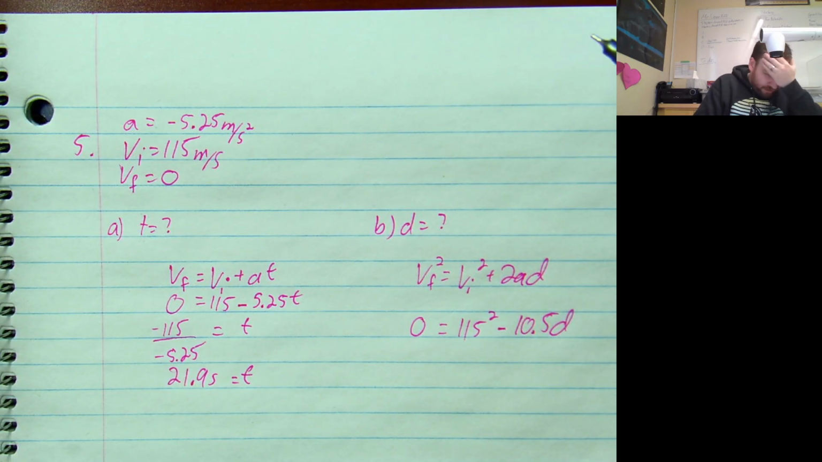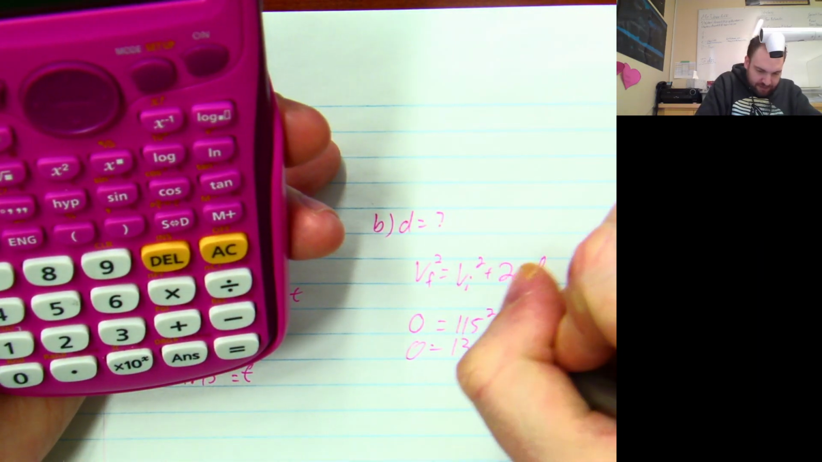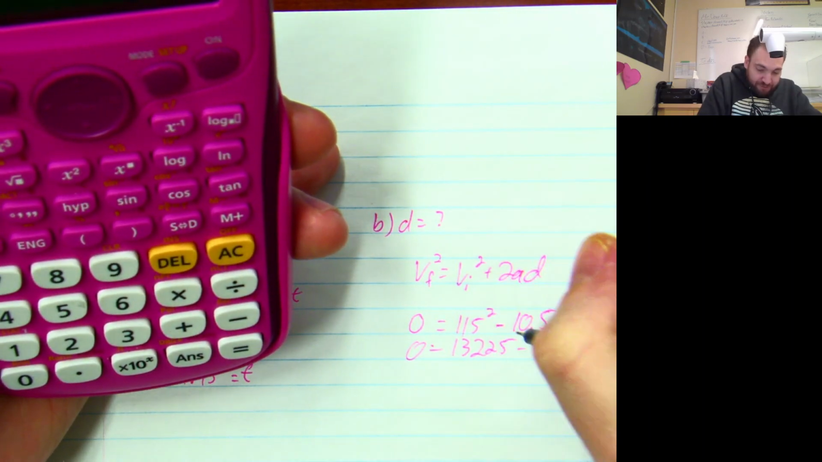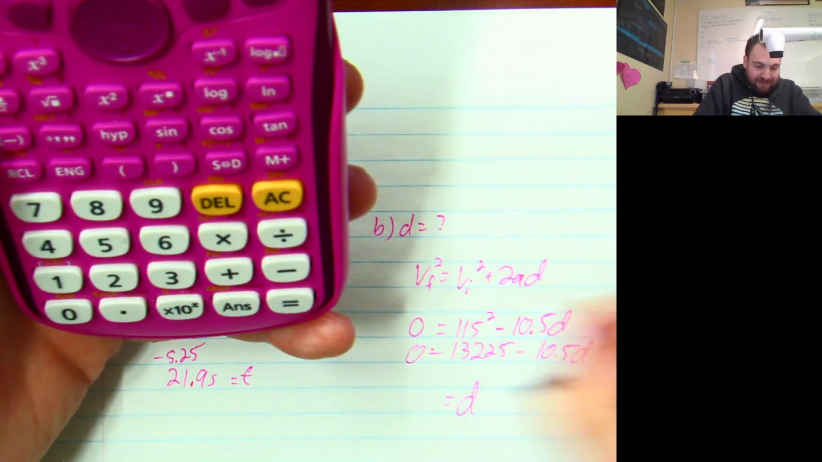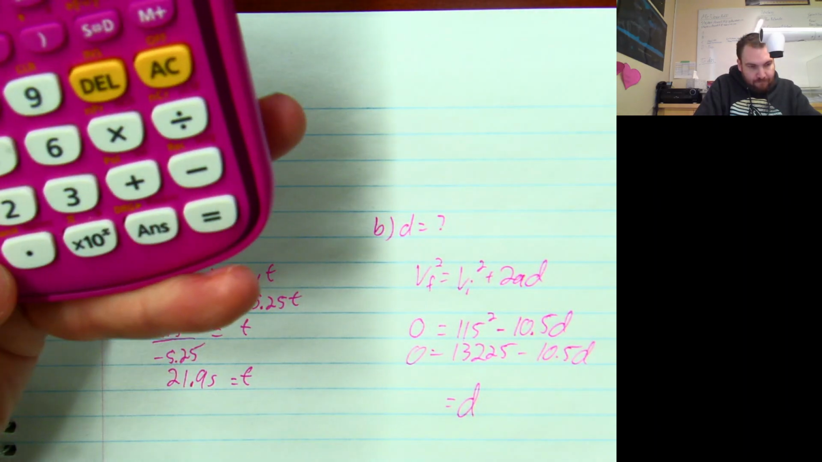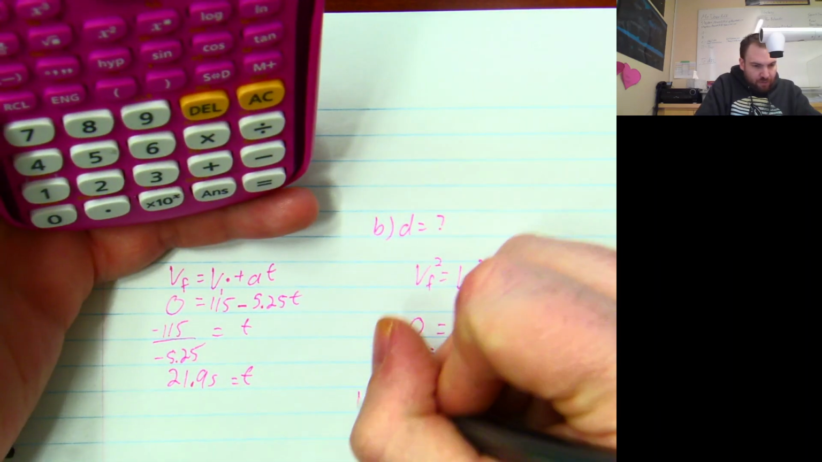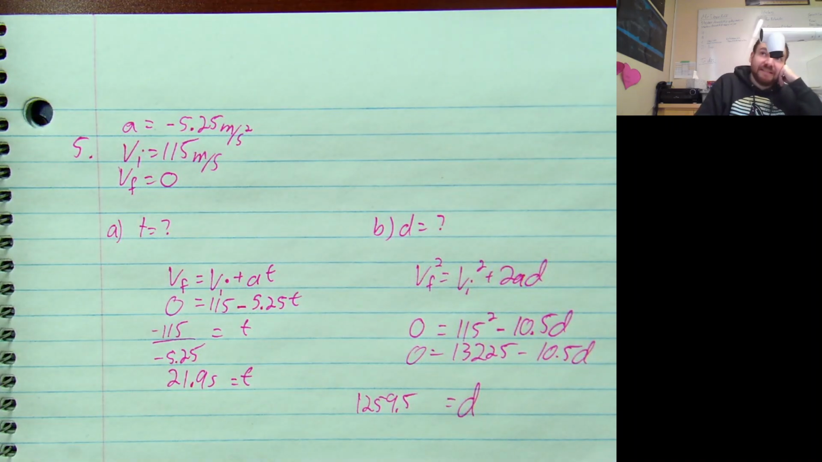So 115 squared is not something I can do nicely in my head. So that's going to be 13,225. 13,225 minus 10.5d. So I'm going to subtract that over, and I'm going to divide by 10.5. I'm going to get that d is equal to a weird fraction. 1259.5. And that distance is in what units?